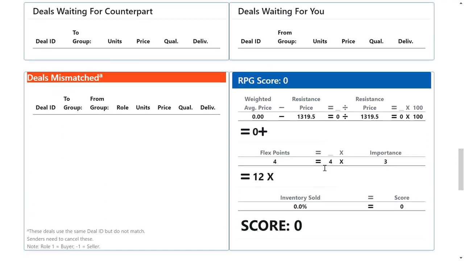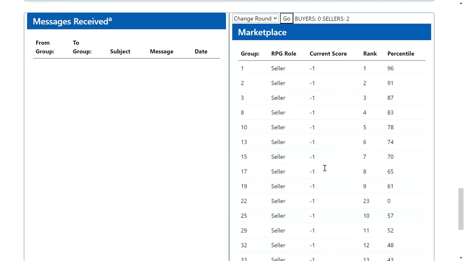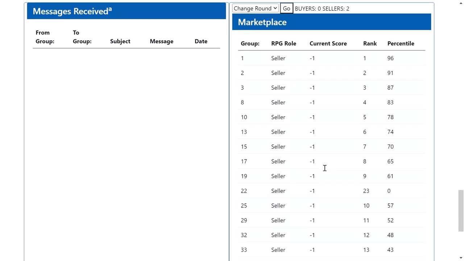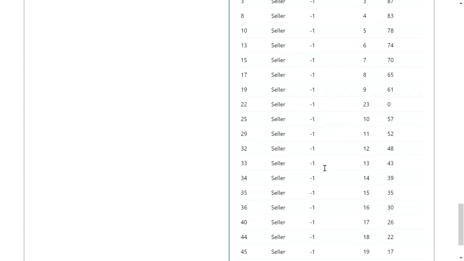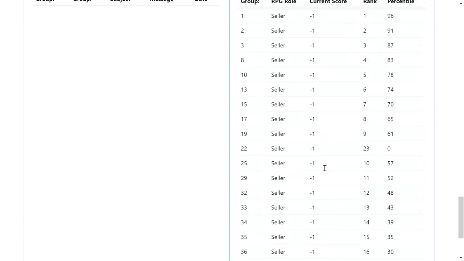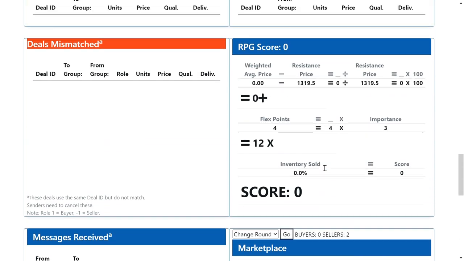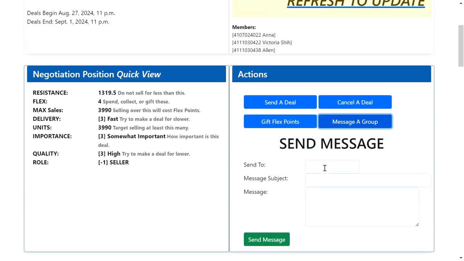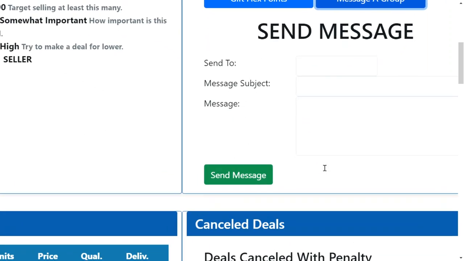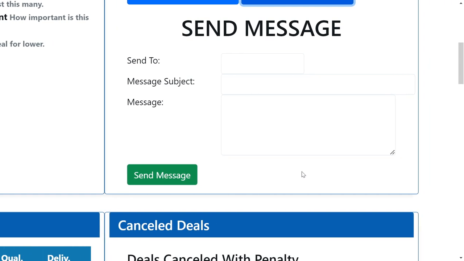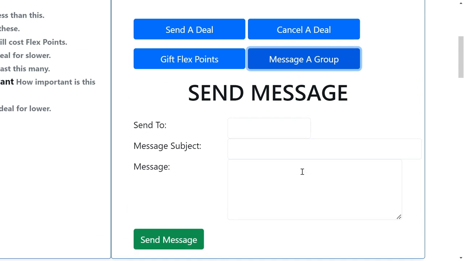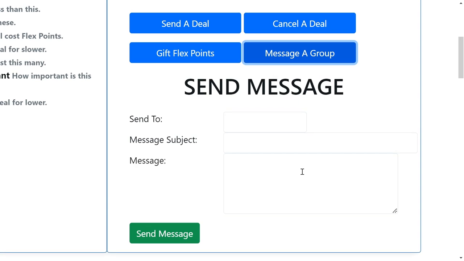Now, if I come down on the app lower, at the very bottom, you can see Marketplace. In the Marketplace, you can see the group numbers. If there's a group number here, that group does exist. If the group number is not here, then it doesn't exist. So that's one way you can try to contact some of the groups. You could send a message to every group and tell them what your contact information is. You could create a Line group, for example, and have everyone join it. But again, that's up to you, any way you want to do it.